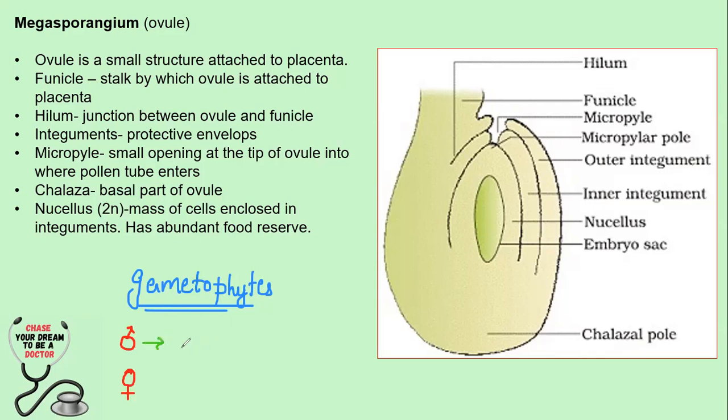In case of males, the male gametophyte will be what? It is the pollen grain. And what is the gametophyte in case of the female? It is the embryo sac. So pollen grains are the male gametophyte and the embryo sac is actually the female gametophyte, and they are not the gametes. Clear?